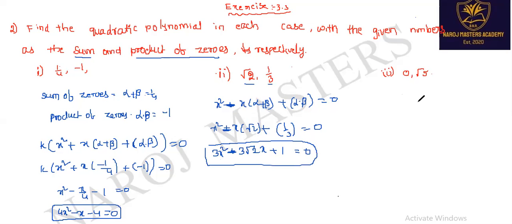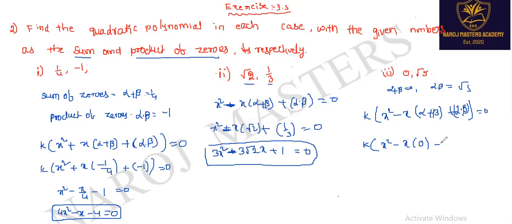Now look at the third one. Here alpha plus beta equal to 0 and alpha into beta is root 5. Now the formula is k into x square minus x into alpha plus beta plus alpha into beta equal to 0. Now k into x square minus x into alpha plus beta is 0 plus alpha into beta is root 5 equal to 0. Then if you send this k this side it becomes 0, then x square minus x into 0 is 0 plus root 5 equal to 0. Then x square plus root 5 equal to 0. And this is the quadratic polynomial.